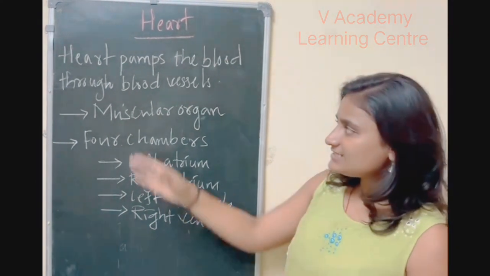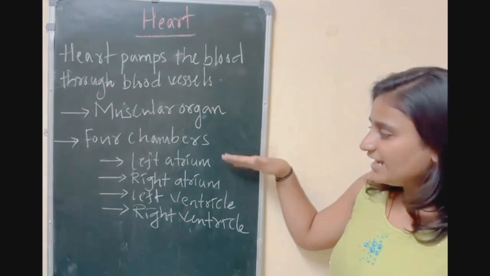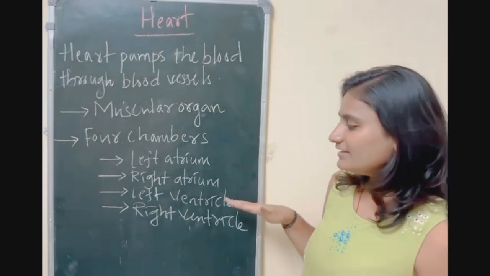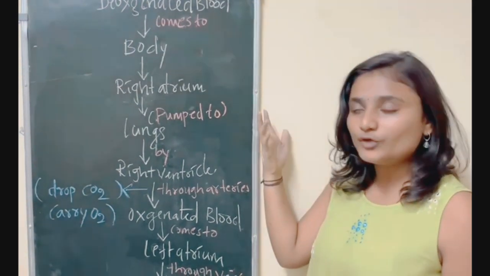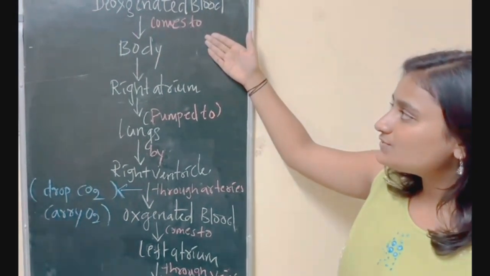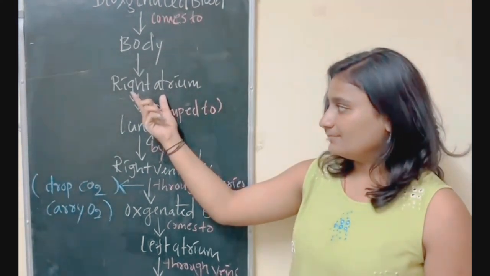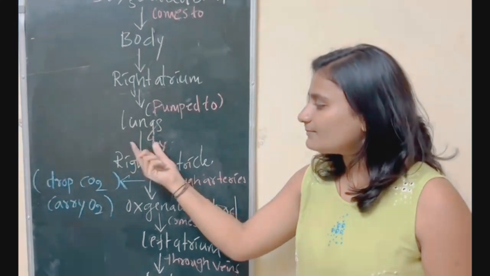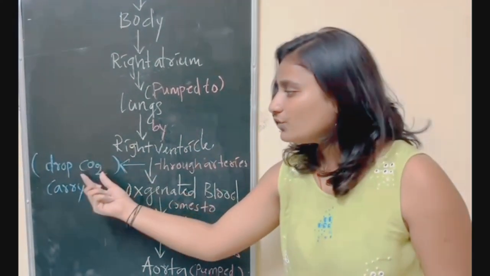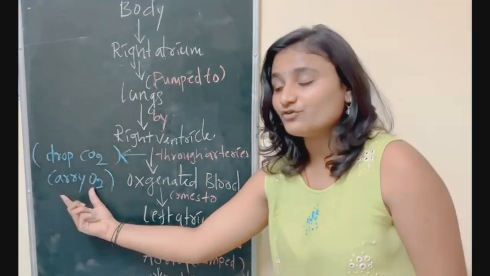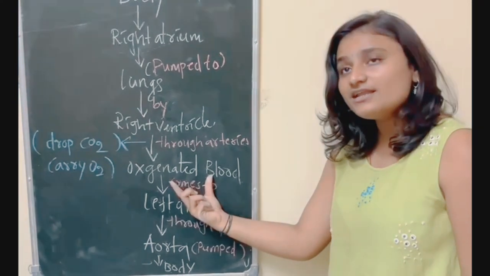The transportation system starts from the heart, where the heart pumps the blood through the blood vessels. This heart is called a muscular organ and has 4 chambers: left atrium, right atrium, left ventricle and right ventricle. Deoxygenated blood, which contains more CO2, comes to the heart from the body, where it enters the right atrium and is pumped by the right ventricle to the lungs through the arteries, where the CO2 is dropped and oxygen is picked up, so it is called oxygenated blood, which is rich in oxygen.